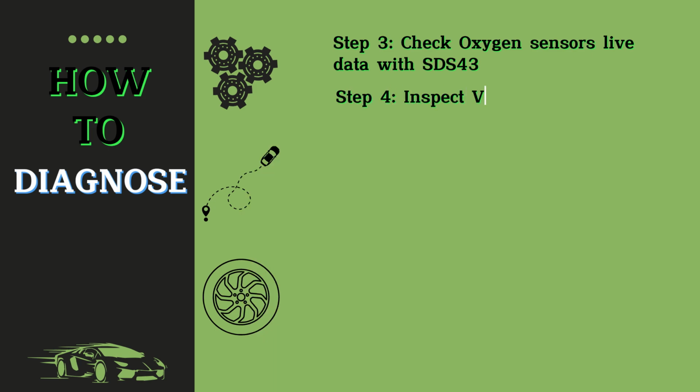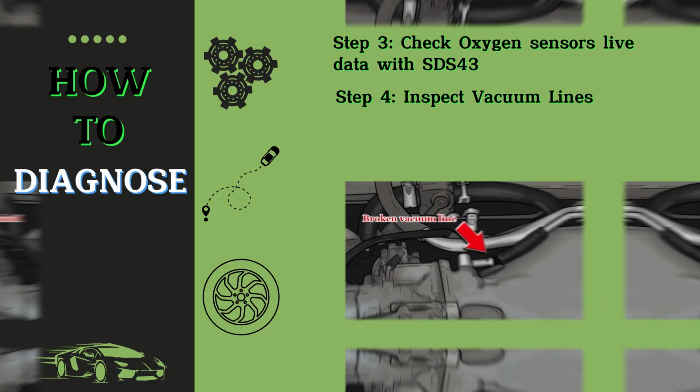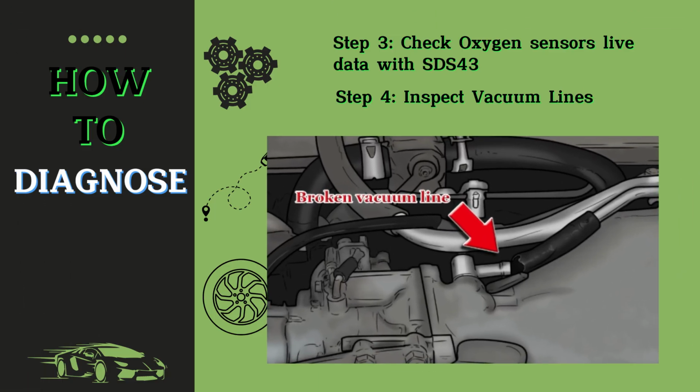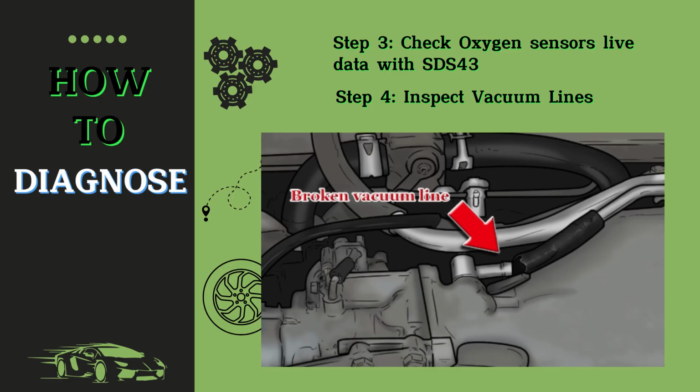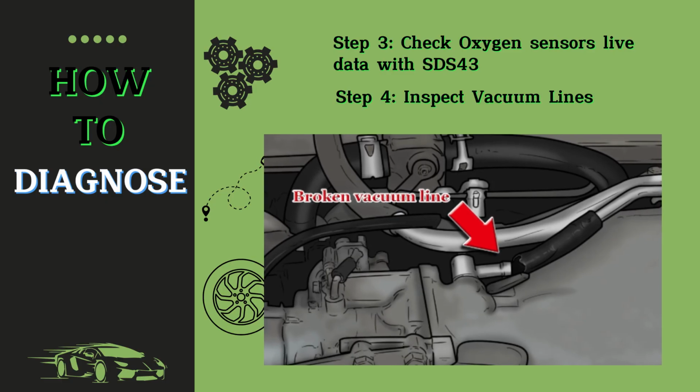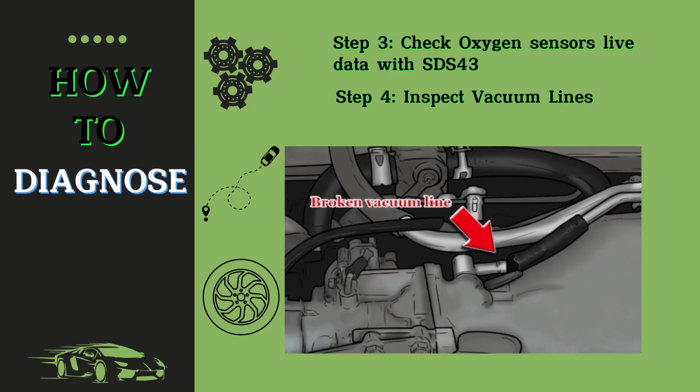Step 4. Inspect vacuum lines. Check for any vacuum leaks in the engine or any holes in the exhaust that could lead to air escaping from the engine. Repair any leaks or holes you find.